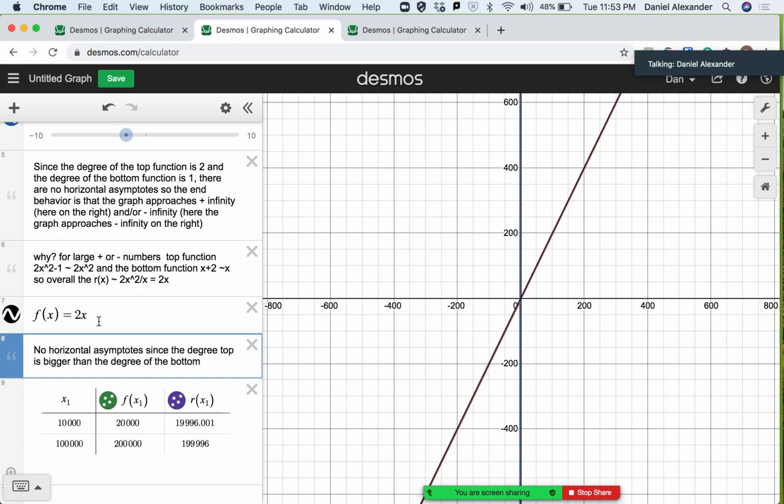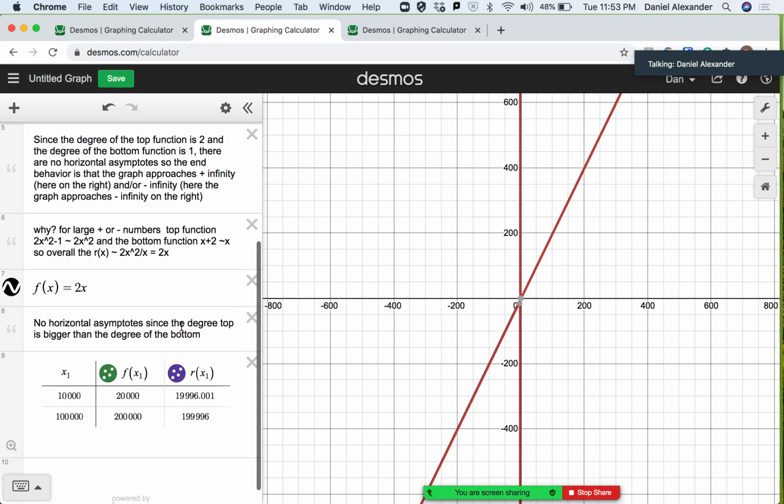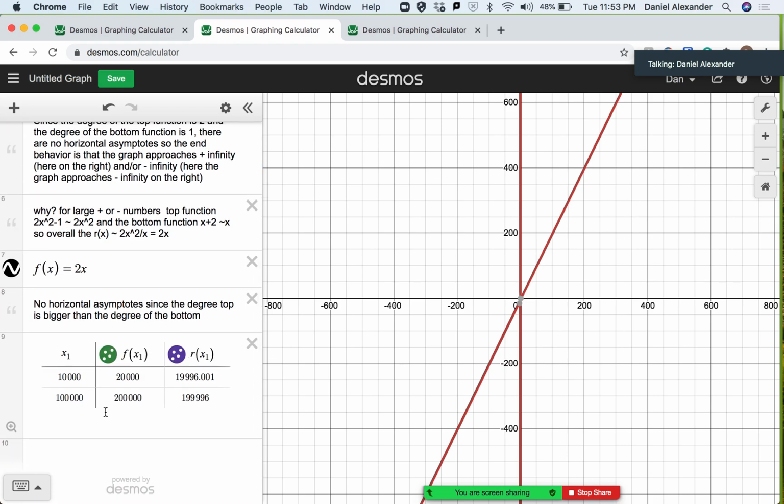But again, I want to return to the fact that this function for large x is indistinguishable from this function, and so they are virtually indistinguishable. I plugged in 10,000, and you see that for the given function, it's a little bit under 20,000, but f is exactly 20,000. When I go up to 100,000, you see the same thing, that the graphs are very, very close. They're just 4 off.